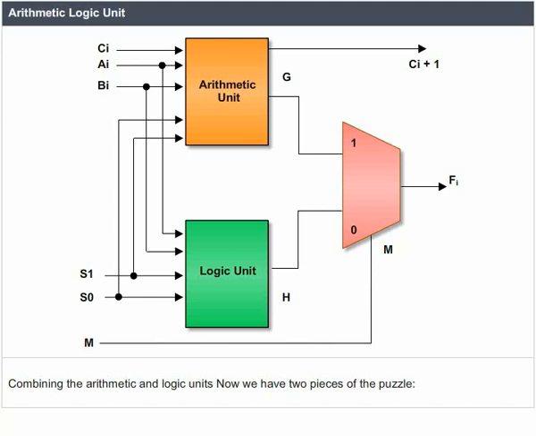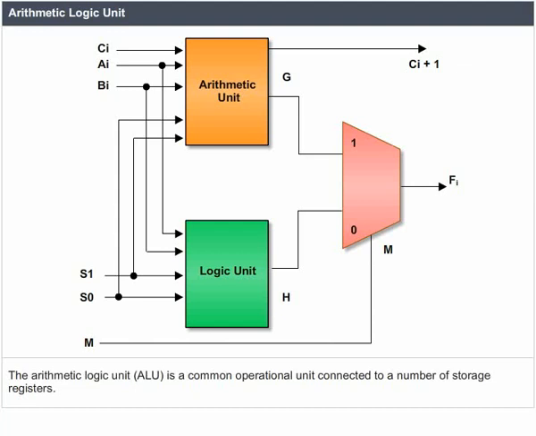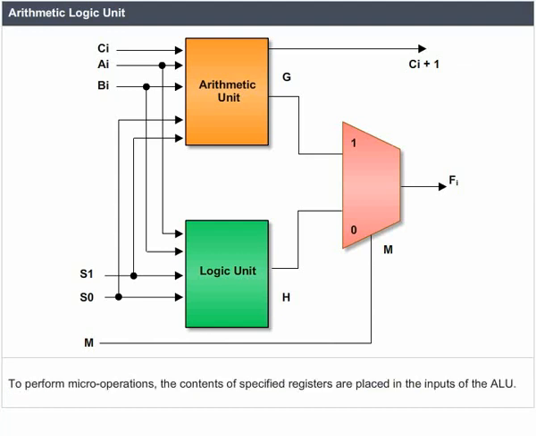Now we have two pieces of the puzzle. An arithmetic unit that can compute 8 functions on 4-bit inputs, a logic unit that can perform 4 functions on 4-bit inputs. We can combine these together into a single circuit, an arithmetic logic unit, ALU. The arithmetic logic unit, ALU, is a common operational unit connected to a number of storage registers. To perform micro-operations, the contents of specified registers are placed in the inputs of the ALU.